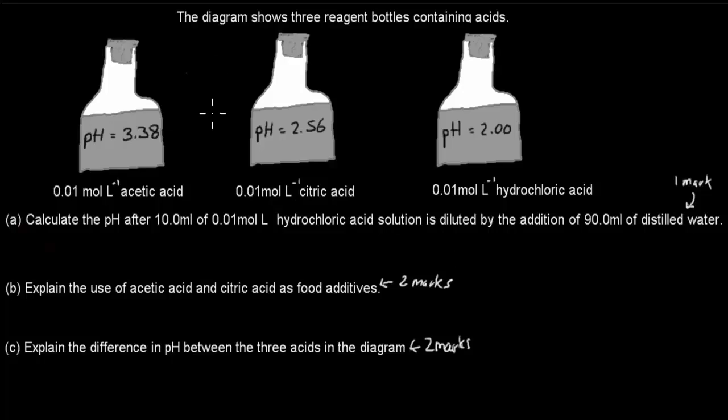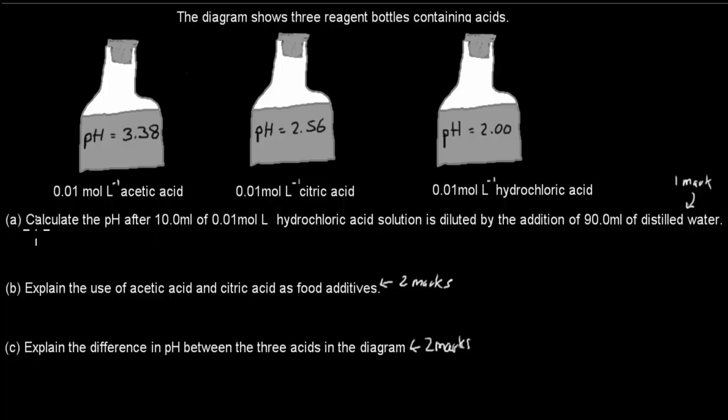This is the question itself. The diagram shows 3 reagent bottles containing acids. The first one has 0.01 molar of acetic acid, with a pH of 3.38. The second one has a concentration of 0.01 molar per liter of citric acid, with a pH of 2.56. And the third one has a concentration of 0.01 mole per liter of hydrochloric acid, and that has a pH of 2.0.